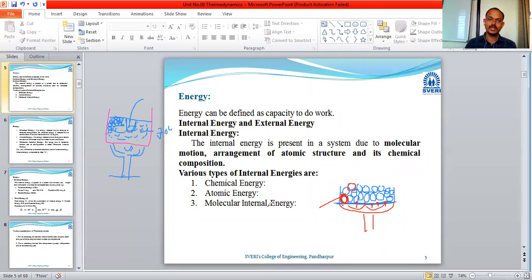Suppose this is a metal rod, and if I heat here, if I add temperature to one end, after a certain time this end is also hot. Correct? Yes, sir. So in this case it does not happen the way it happened in water.